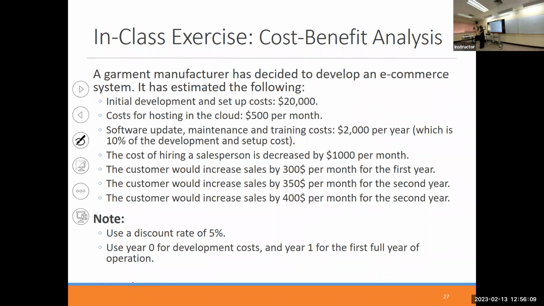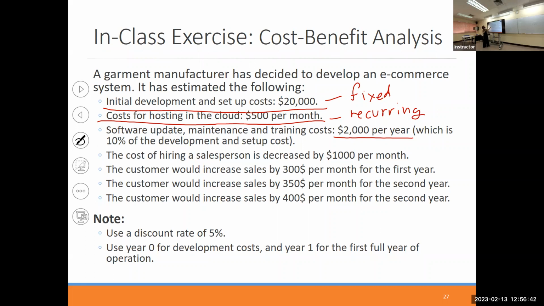So a scenario such as this, like a garment manufacturer decided to develop an e-commerce system and estimate the following. Initial development setup cost 20,000, cost for hosting in the cloud $500 per month. So this is fixed cost for sure, right? This is recurring cost. Software update and maintenance 2,000 per year, which is 10% of the development and setup. Okay, just to give you the rationale why 2,000. Normally, the maintenance cost is calculated by the percentage of the software development fee. 10%, 15%, 20%, depending, but this is kind of normal rate.